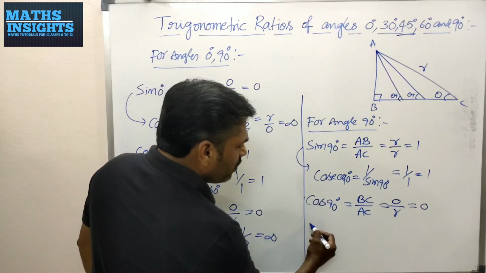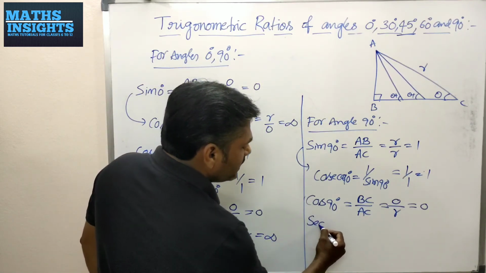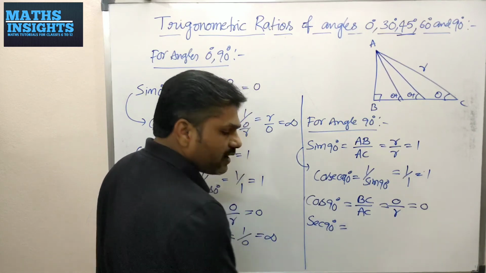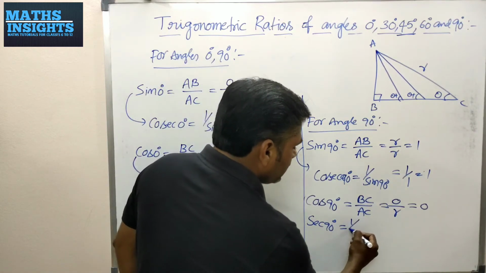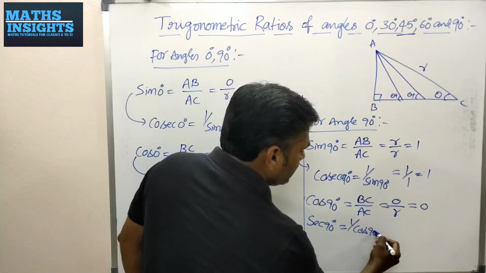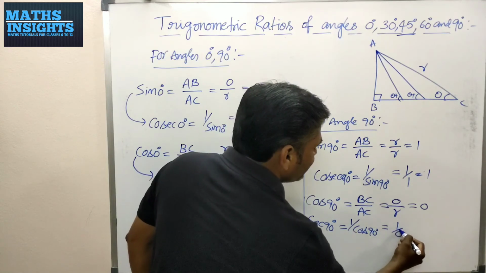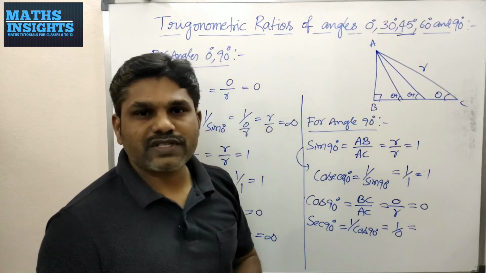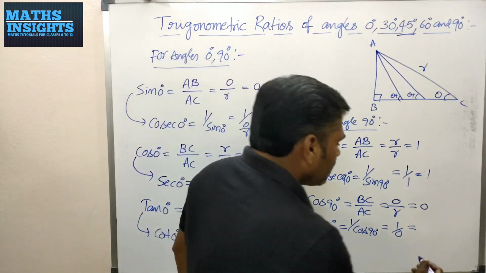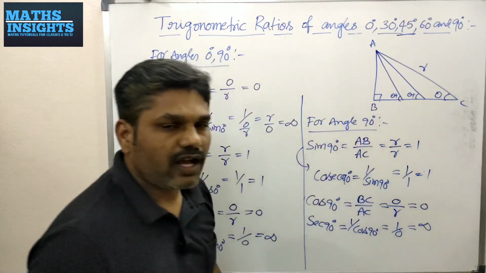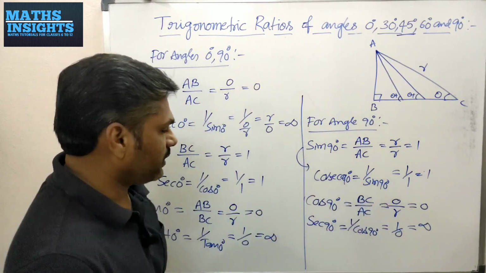And the reciprocal of this is secant 90. Secant 90 is 1 by cos 90, that is equal to 1 by 0. Division by 0 is undefined. Therefore it is undefined. I am writing it with the symbol for infinity.